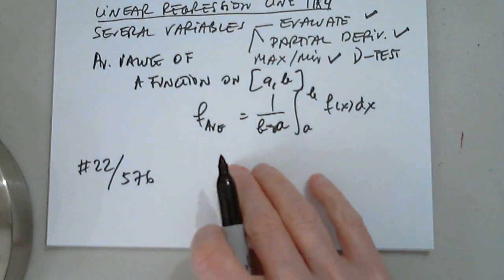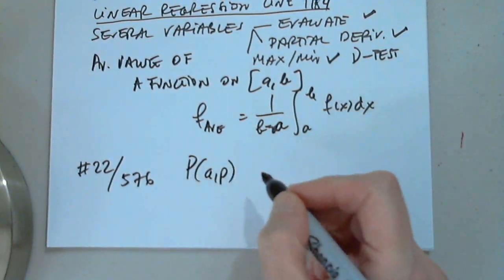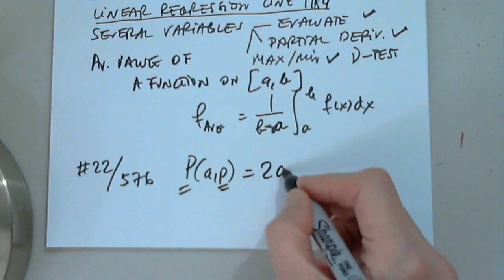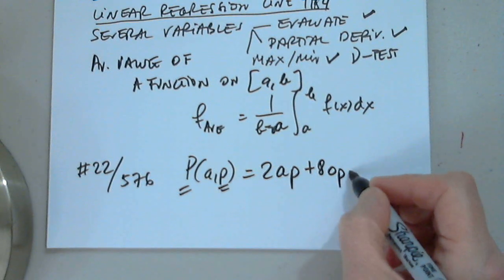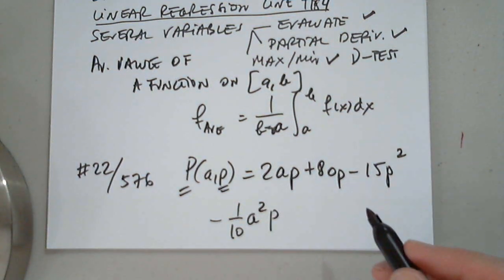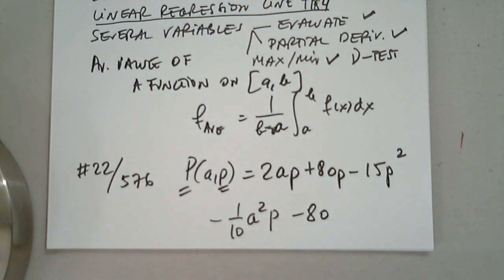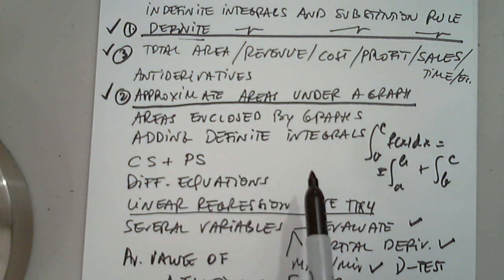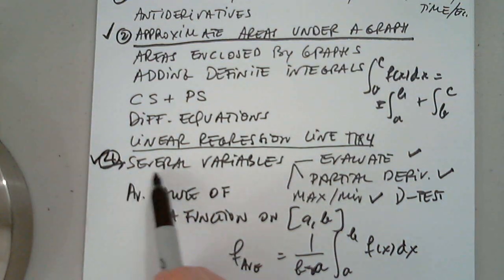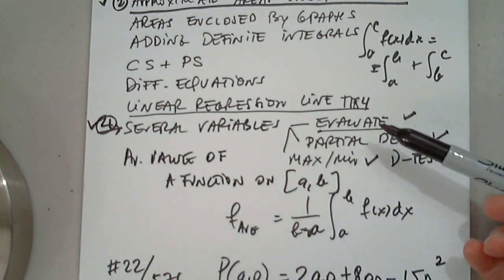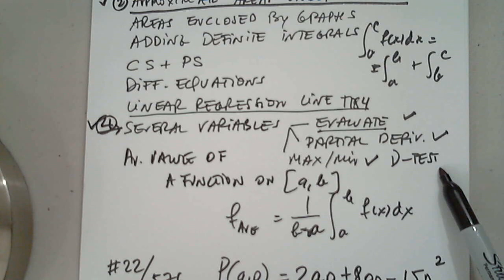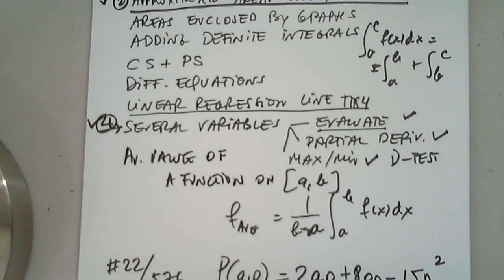So, oh, I see the function. Let me copy it. P of a comma p. I don't like this. So this is not really a good notation. Plus 80p minus 15p squared, and minus 1 over 10a squared p, and minus 80. Perfect. So this fits. We have to evaluate. If we get the point, we have to evaluate partial derivatives and find max min. So all these are already in this problem.